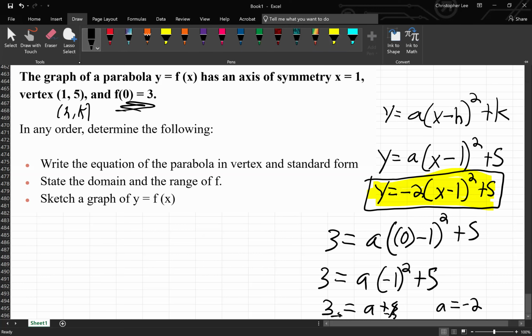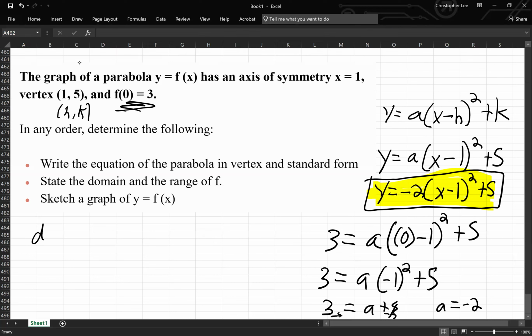Let's talk about domain and range. Domain is all of the x values that your function exists at. Remember, there are two things that are illegal: we cannot divide by 0, and we cannot take the square root of a negative number. We have none of that here. So my domain is negative infinity to positive infinity.